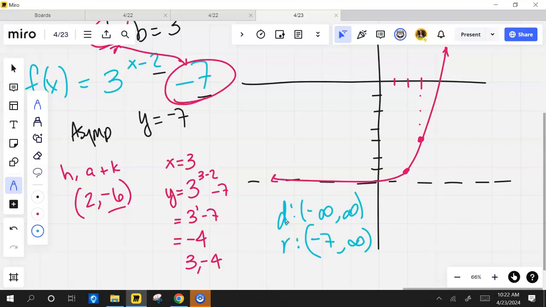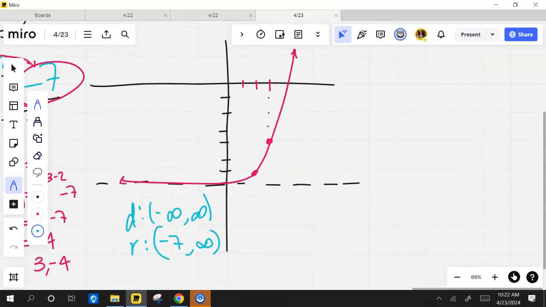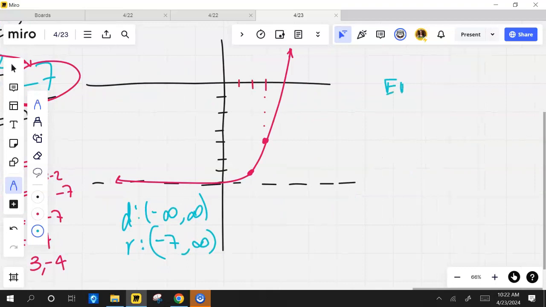All right, how about end behavior? As x approaches infinity, it goes to infinity. That one's easy, right? The other end is the true definition of an asymptote. So as x approaches negative infinity, what is the graph doing? What is f of x approaching?